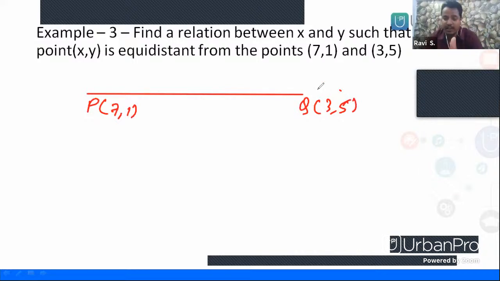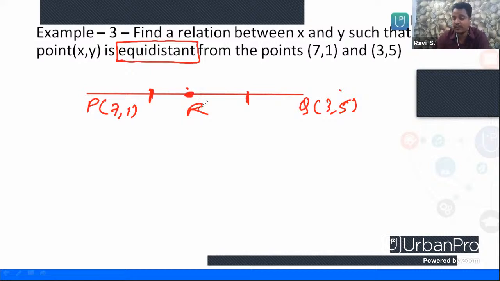Students, normally they can ask you a question like this. They will simply ask you to find the relation between the points X and Y, but there are no points given. But focus on this word: equidistant. What do you mean by equidistant? Equidistant means the same distance. Suppose this is the point R here. So PR will be equal to RQ. So this point R is equidistant.